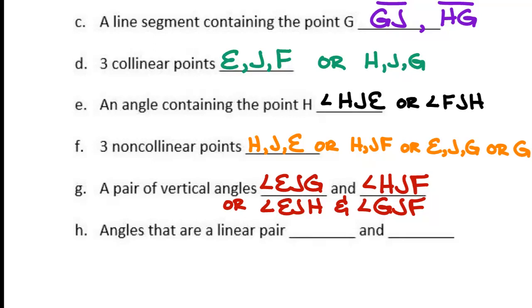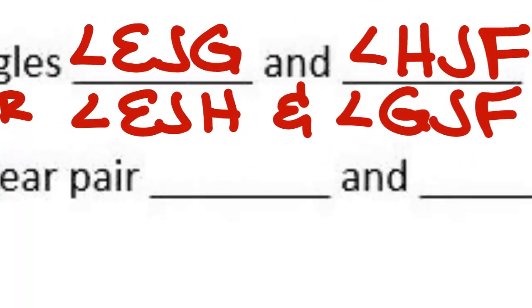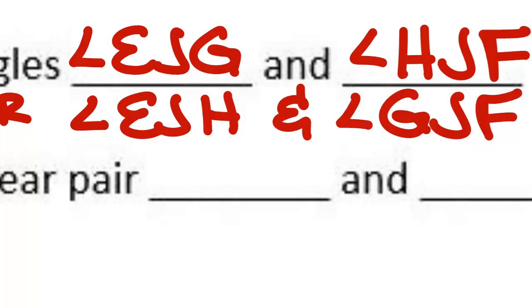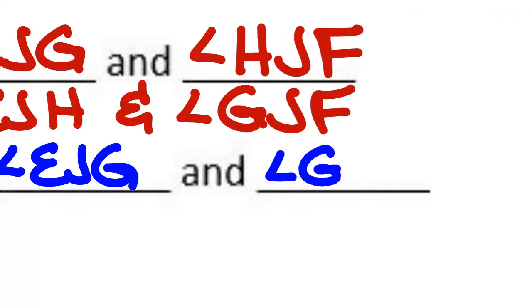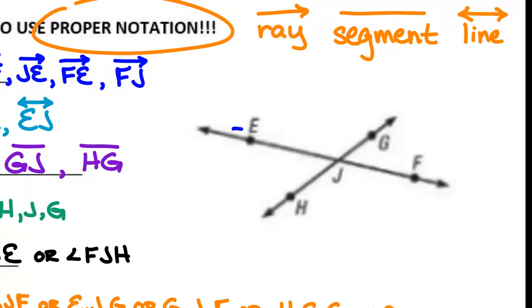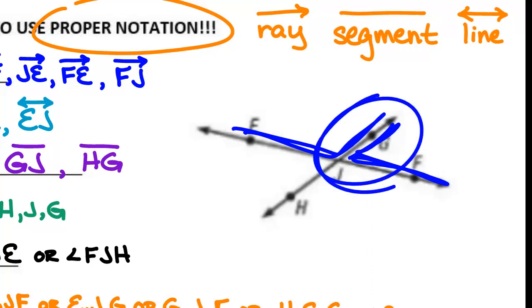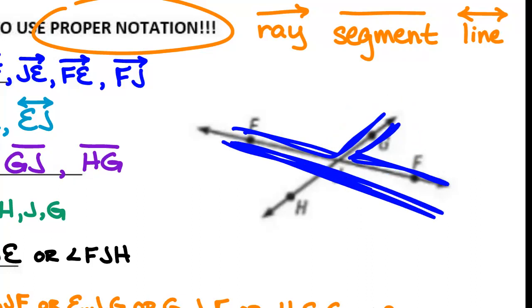Angles that form a linear pair. So now we're looking for two angles that are side by side and together they form a line. So you could do angle EJG and angle GJF. Those angles are side by side. They share this side and together they make this line right here.